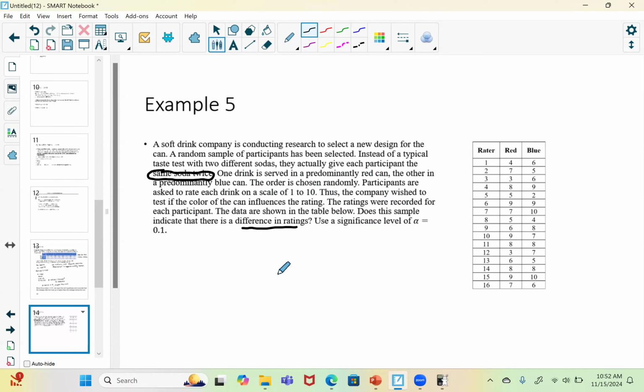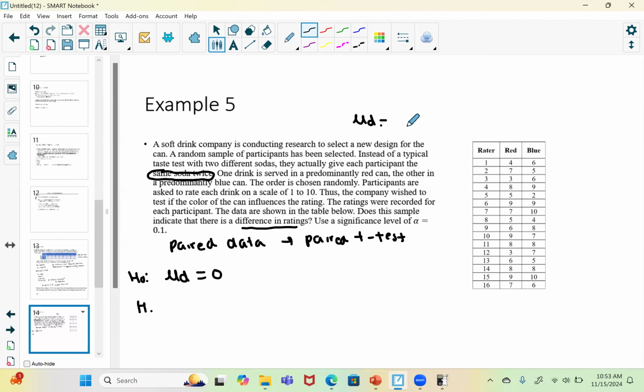Okay, so for this problem, again, we have paired data because they're using the same soda. And so we will run a paired t-test. That's the first thing you have to figure out because that determines how you write the null and the alternative. For a paired t-test, we always use mu d equals 0 for the null. We are always assuming there is no difference. And we're going to define somewhere mu d each time.